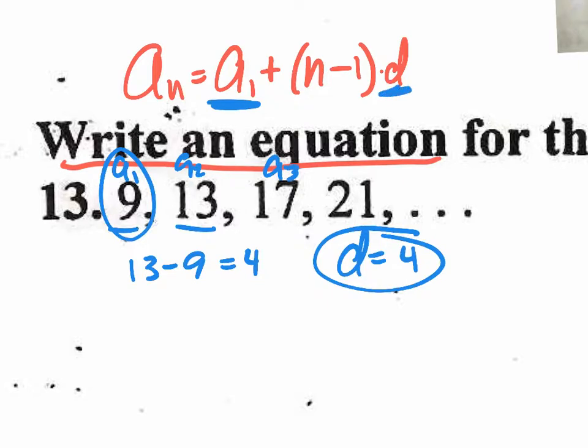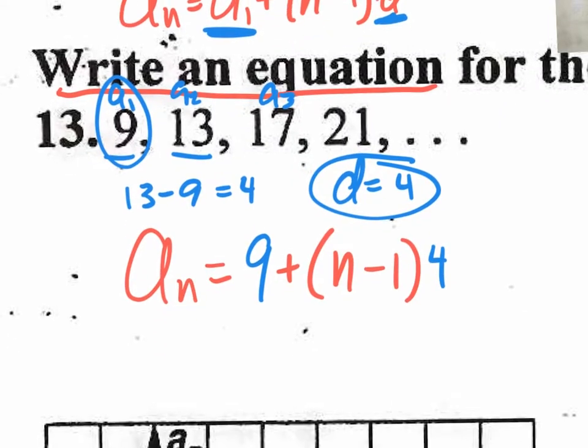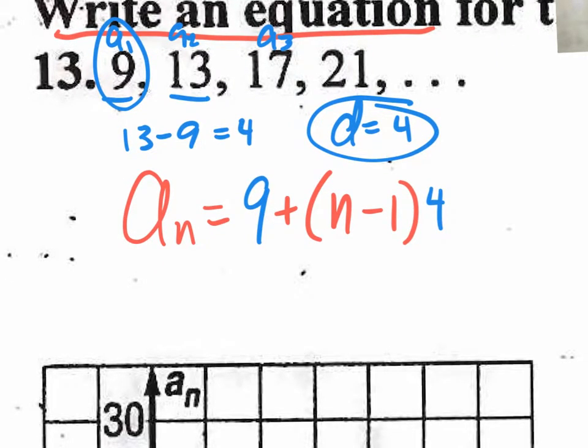So now we're able to plug in the a sub 1 and the d to get our a sub n function. So a sub n equals a sub 1, which is what? 9, and then plus parenthesis n minus 1 times the common difference, which we said was 4. So what we have to do here is distribute and combine like terms to make the a sub n rule look nicer. So we're going to distribute 4 times n, that's 4n. 4 times negative 1, that's negative 4. Bring down the plus, bring down the 9.